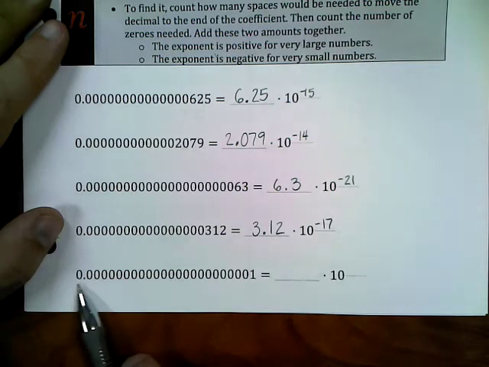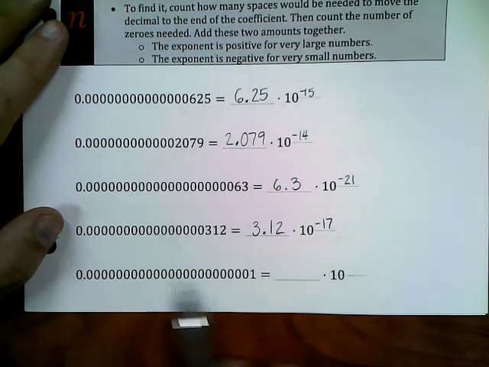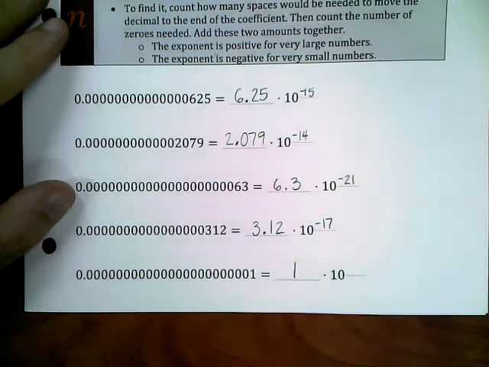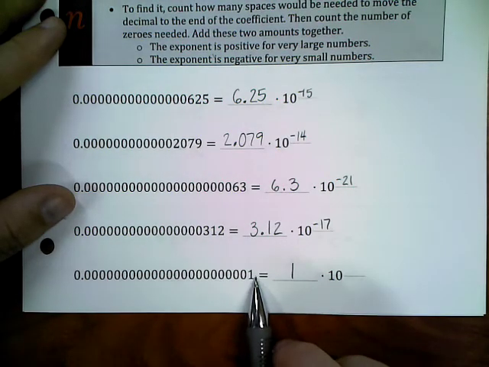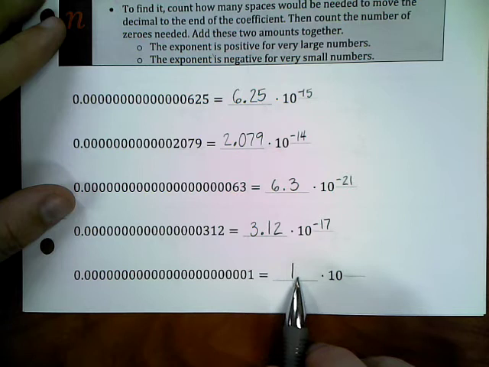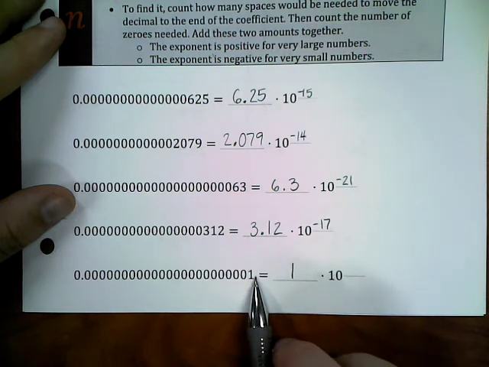And my last example, the only digit I have here that's not 0 is 1. So that has to be my coefficient. Well, a 1 naturally has a decimal after itself. The decimal will be right here, so we're looking right here. So how many times we got to move that to get it back to its original spot?